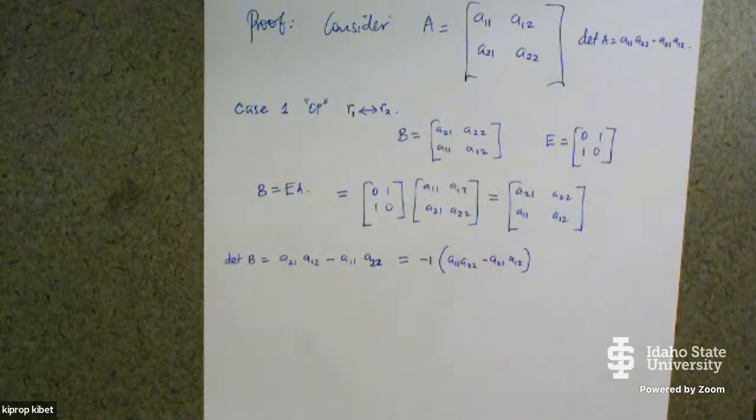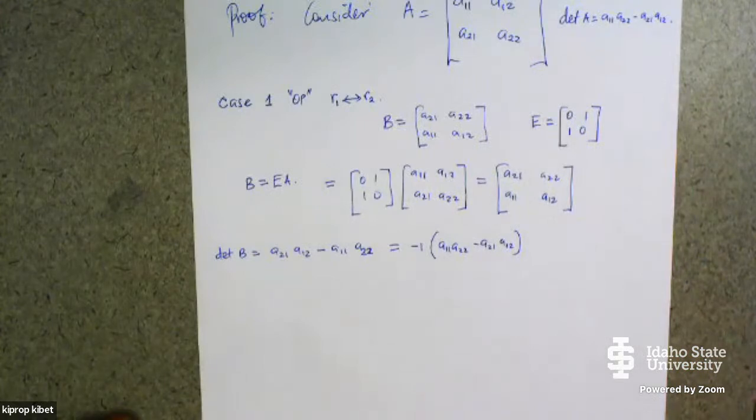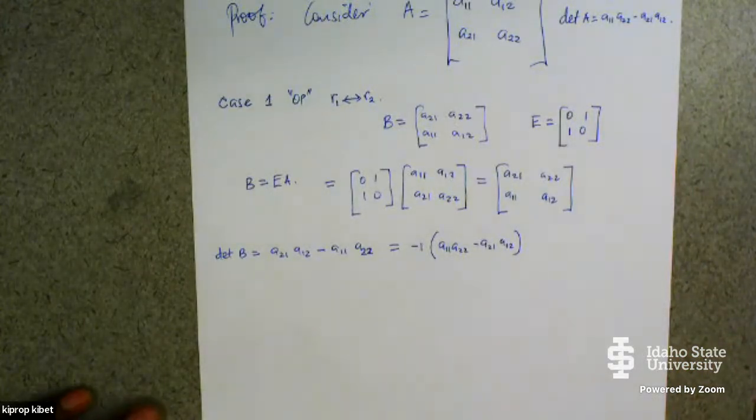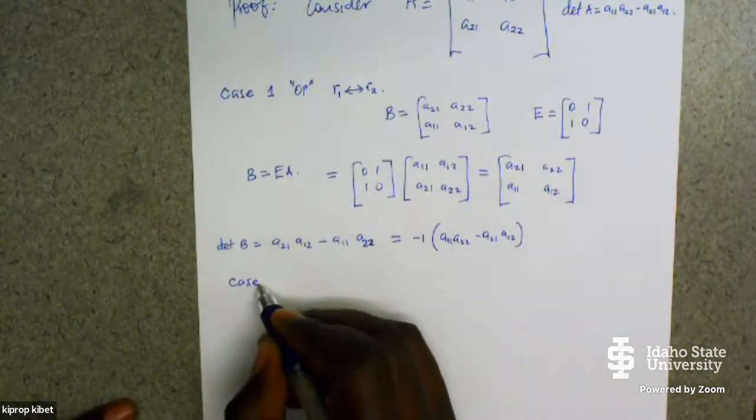Now, the next one, if we do the row operation, we have 5 minutes. Oh, we still have 10 minutes. Then I give you your worksheet here. Case number 2.